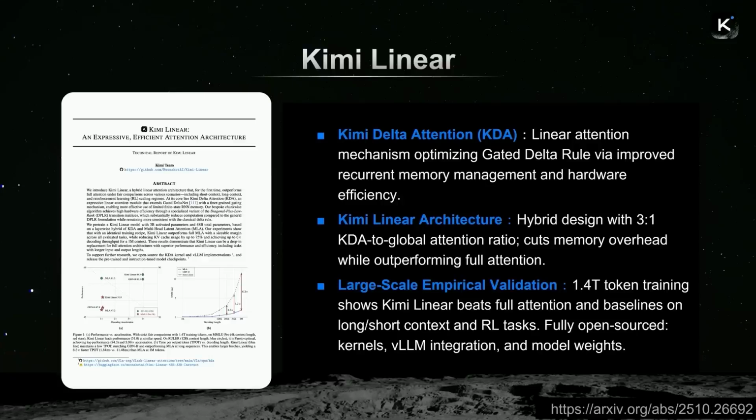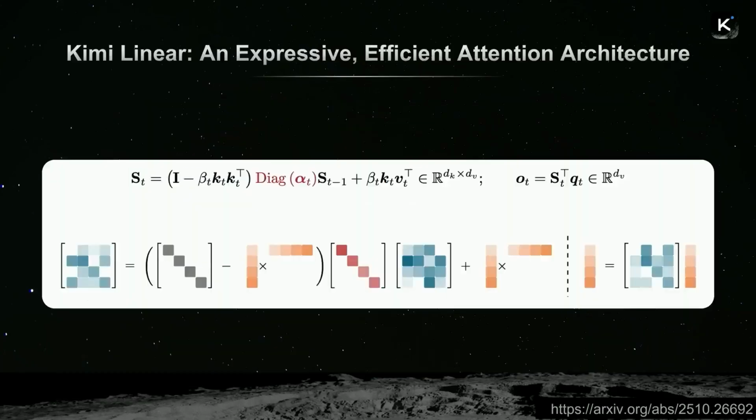And at the same time, we mix linear attention layers with full attention layers using a 1-to-3 ratio, so that you can balance these long context capabilities while having a more efficient implementation. So this is some of the formulation. The basic idea is simple.